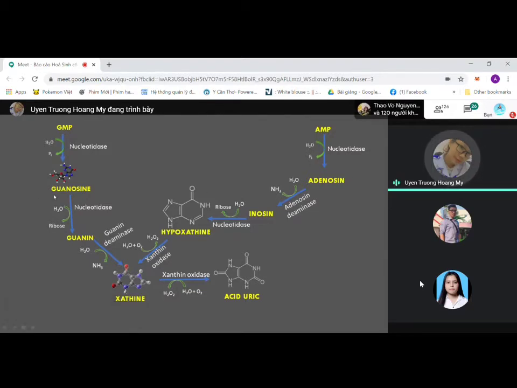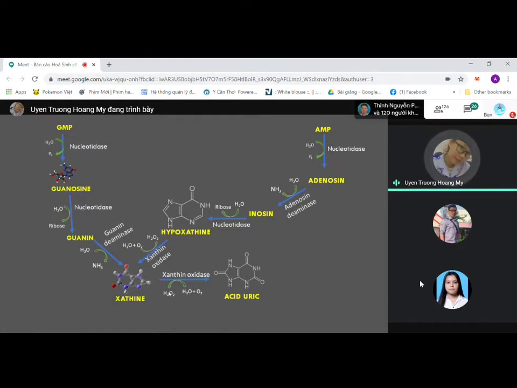Next, guanosine is converted into guanine by removing the ribose. Then it will be deaminated into xanthine by the enzyme guanine deaminase, while adenosine will be deaminated into inosine, then the enzyme nucleosidase will hydrolyze it into hypoxanthine. An oxidase reaction will change hypoxanthine into xanthine by removing one H2O2 molecule.